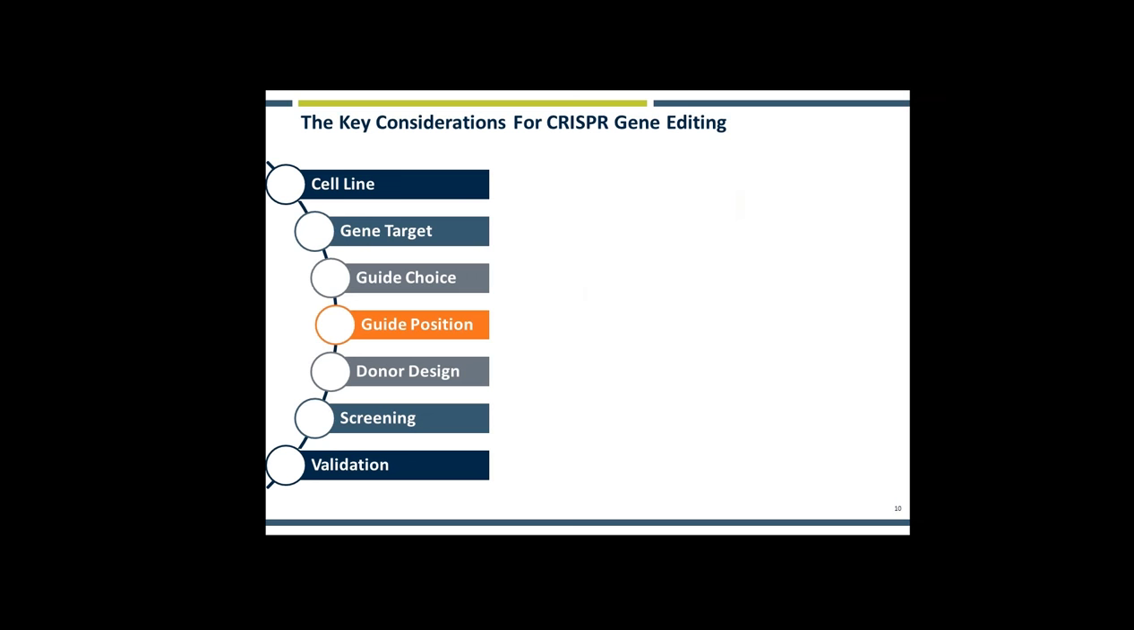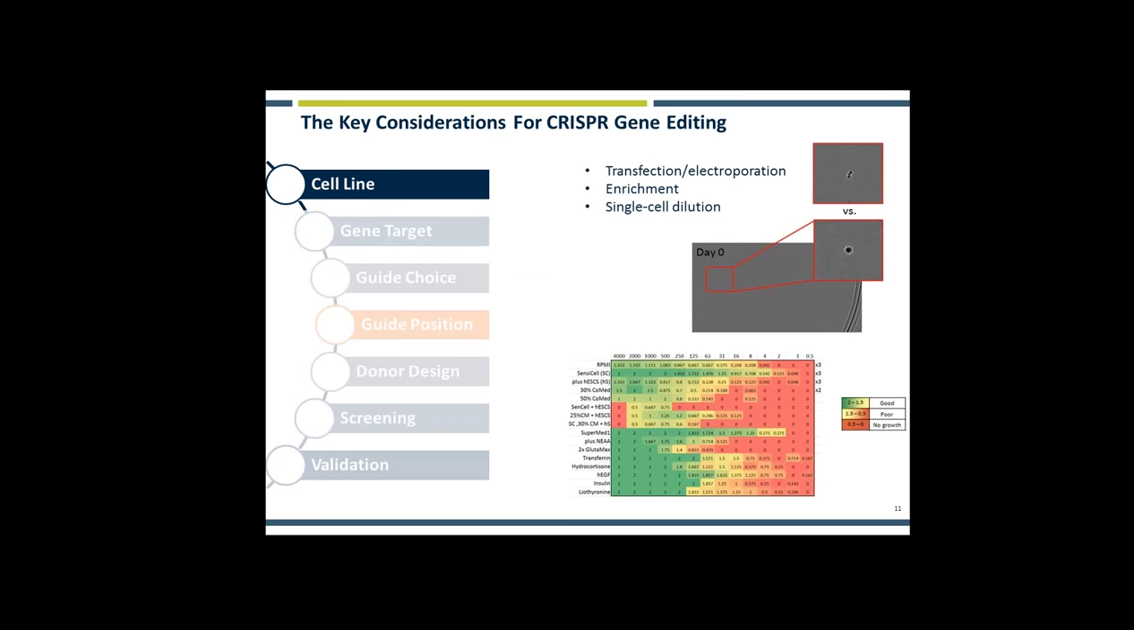So for the eagle-eyed amongst you, you'll notice I've changed the actual wording of these just slightly from my slide last week, and that's just for clarity. But the essence remains the same. And so the seven key considerations, I would argue, are your choice of cell line, your choice of gene target, the actual choice of the guide itself and where it's positioned. If you're doing a knock-in, how you go about designing the donor, and then what the screening approach is, and ultimately how you validate your cell line. So let's get into it.